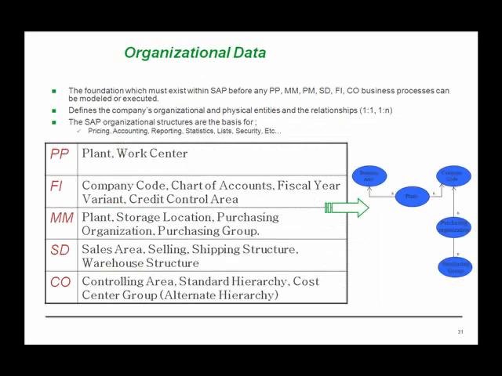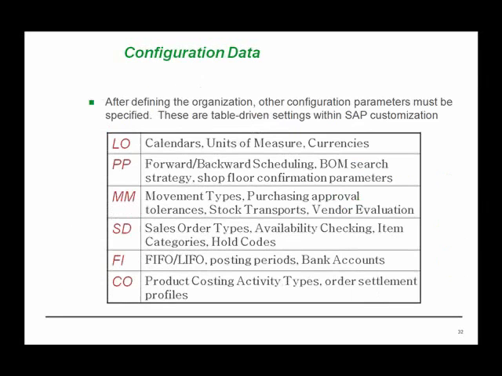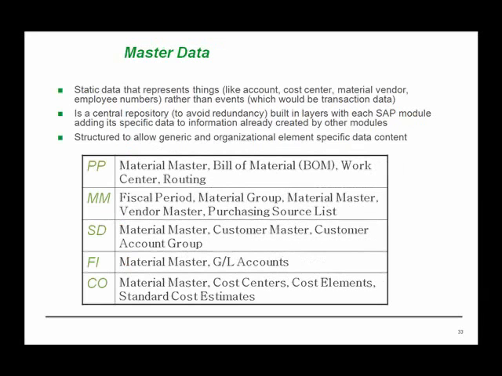So the first thing that we learned is organizational structure. These are the foundation. The next thing is configuration data. These are table-driven settings, one-time setup that your consultants have done to get your system up and running. Configuration and customizing within SAP are one and the same. This is to model how your organization is going to do, how many different kinds of sales orders you're going to have. That is defined in customization.